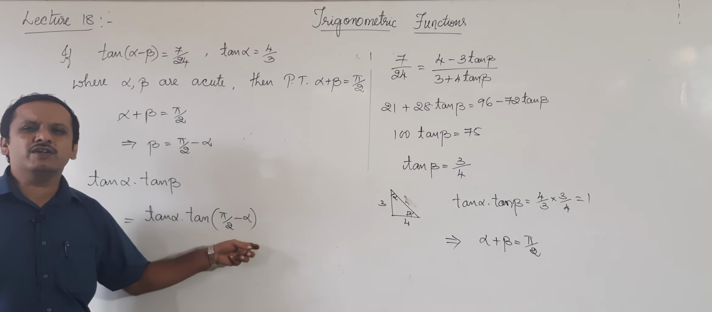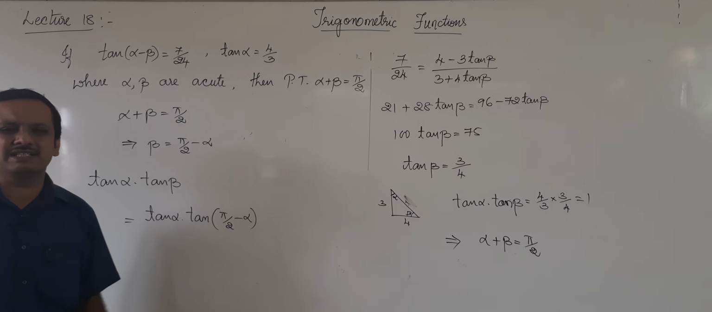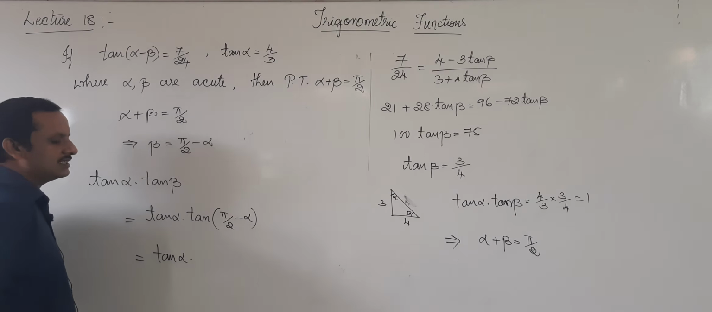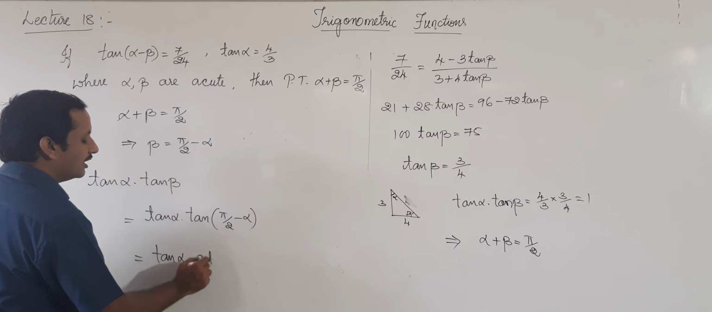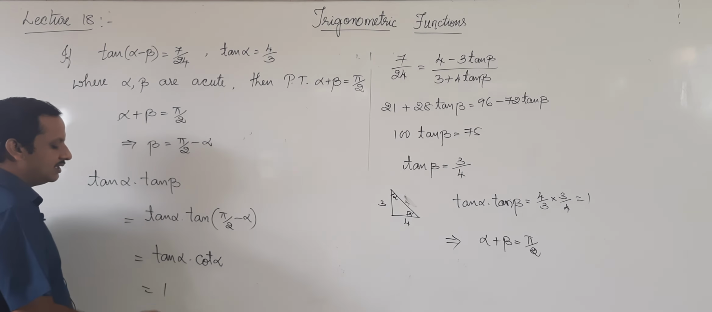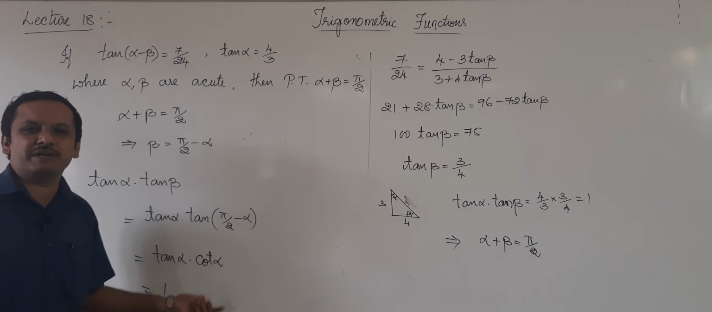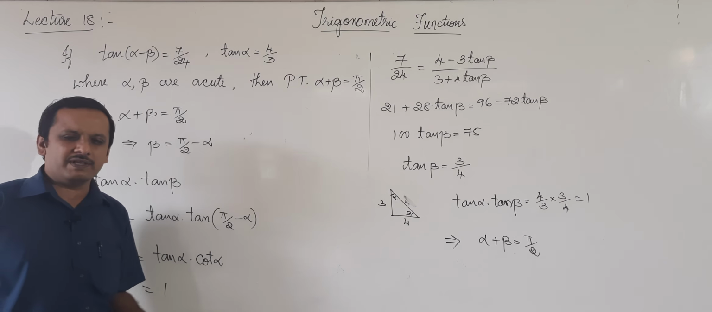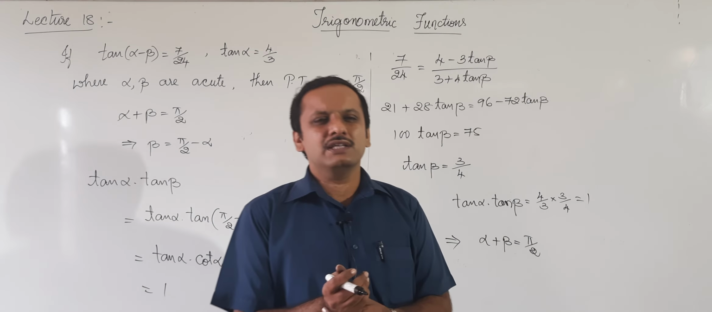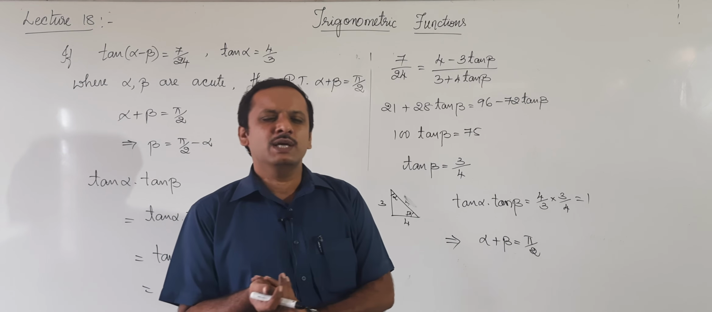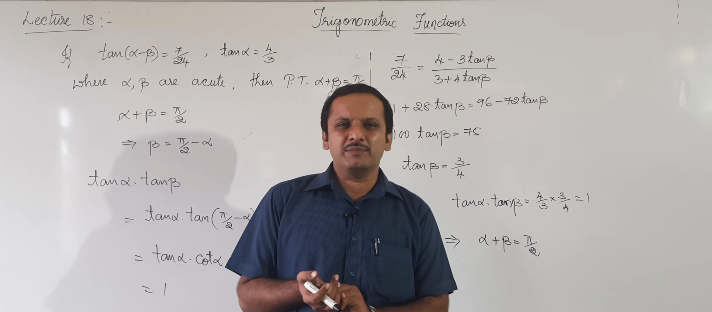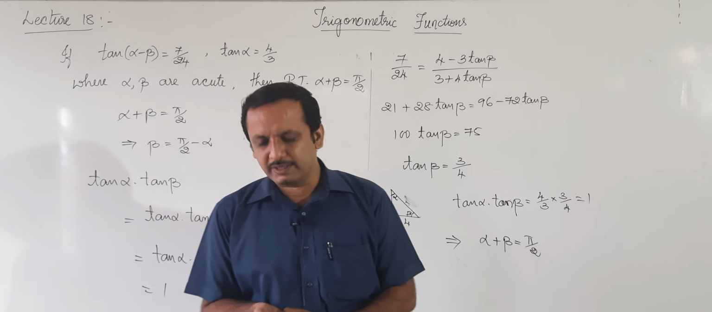Now tan(pi by 2 minus alpha), this looks like tan(90 minus theta). What is tan(90 minus theta)? Tan(90 minus theta) is nothing but cot theta. So you get cot alpha. Tan alpha into cot alpha. This product is equal to 1 because cot alpha is nothing but 1 by tan alpha. Right? Therefore, you remember that whenever alpha plus beta is equal to 90 degree, then tan alpha into tan beta is equal to 1 and vice versa. That is, if tan alpha into tan beta is equal to 1, then we can say that alpha plus beta is equal to 90 degree.